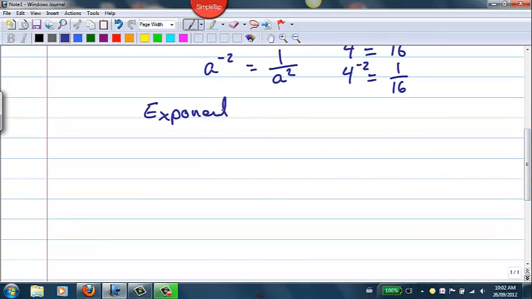Alright, welcome back for another video. Today we're going to look at exponent laws. Just a couple of laws actually. We're going to look at what happens when we multiply powers.